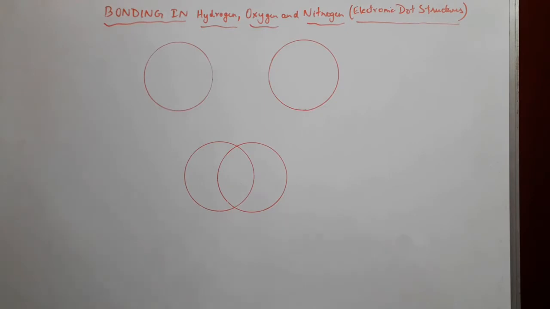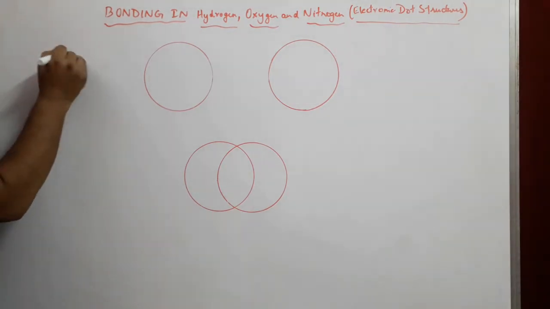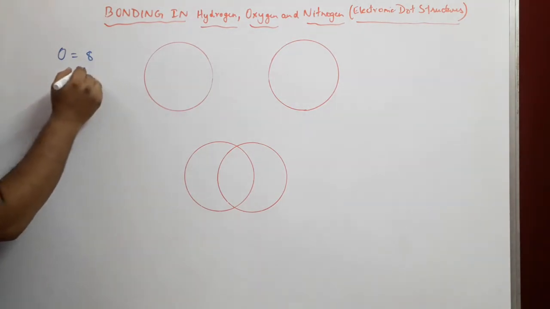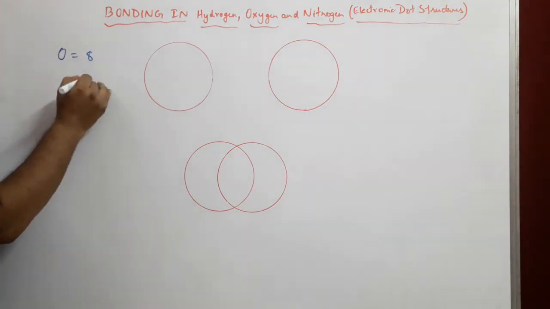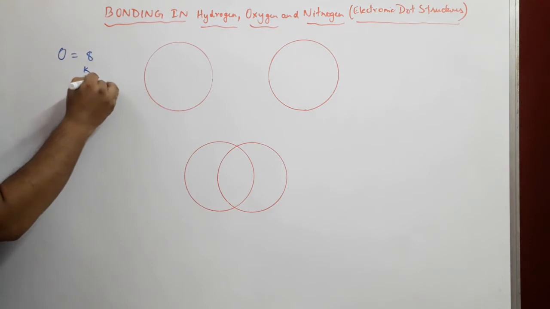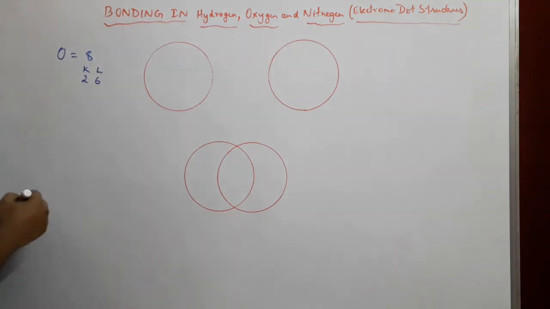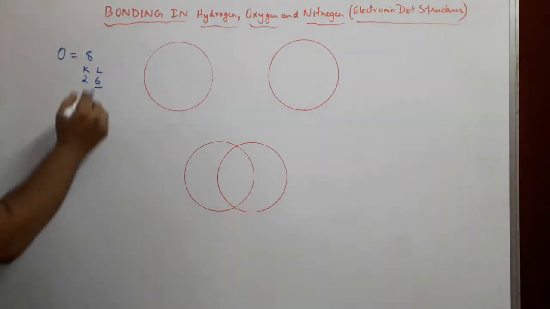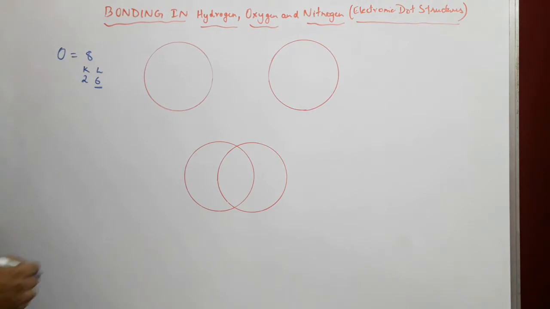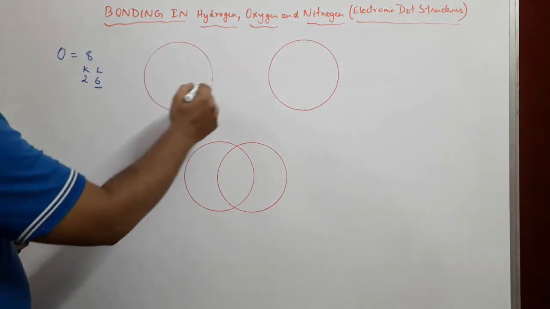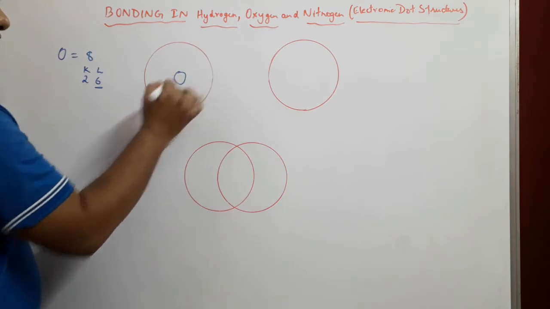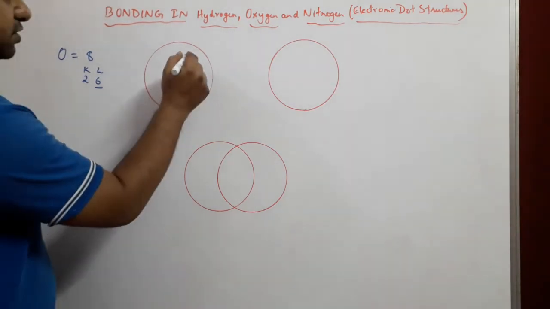Let's go to oxygen next. Oxygen has an atomic number 8. So the distribution of electrons takes place as 2 in the K shell and 6 in the L shell. We are only interested in the electrons in the outermost shell, that is the valence shell. So there are 6 electrons in the outermost shell, and those are the 6 electrons we will show over here. I'll put this as an oxygen atom here and show 6 electrons.